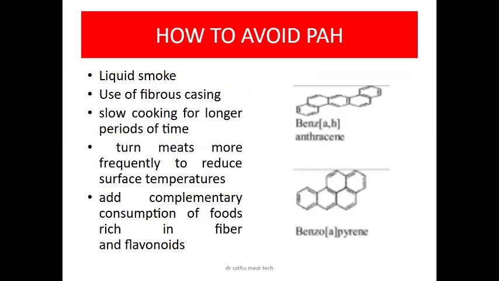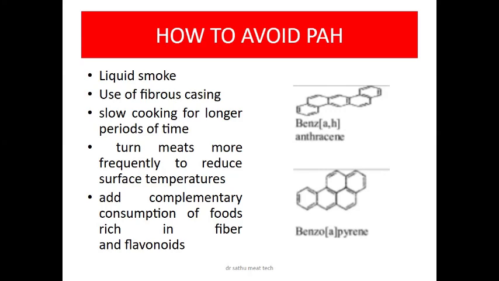So how to avoid the polycyclic aromatic hydrocarbons? In smoked products we can use liquid smoke. We can use fibrous casings. The synthetic fibrous casing can be used because through the fibrous casings, the smoke cannot enter. Slow cooking for a longer period of time. Keep on turning the meat when you are doing the smoking. This helps to reduce the surface temperature, and this also helps reduce the formation of PAH.